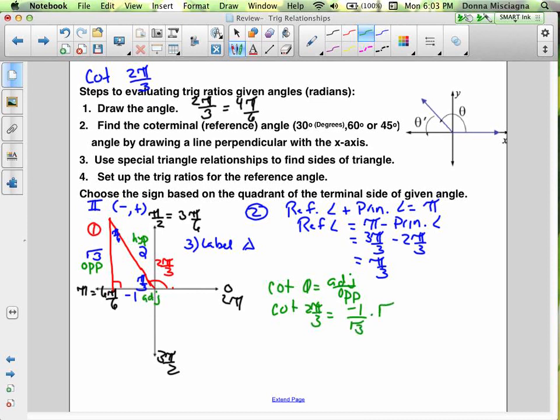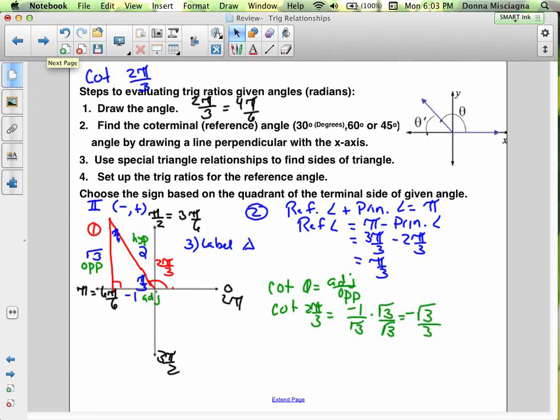The only thing you have to do is rationalize that. So negative square root of 3 over 3. Square root of 3 times the square root of 3 is the square root of 9, and the square root of 9 is 3. There we go. There's our second one done.